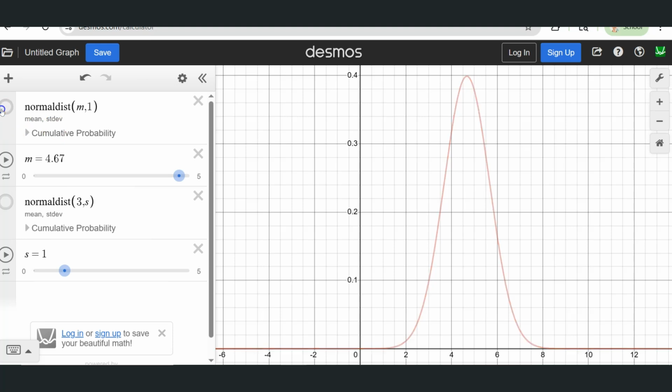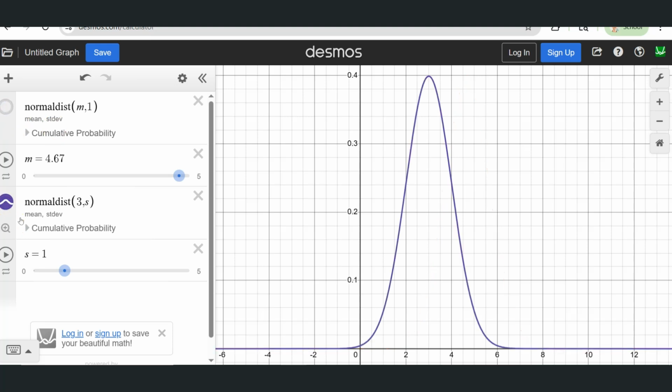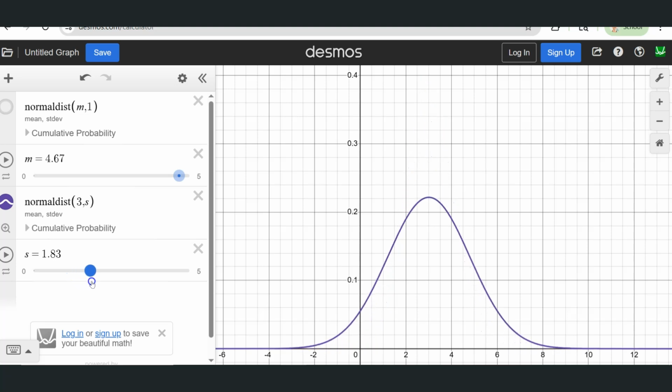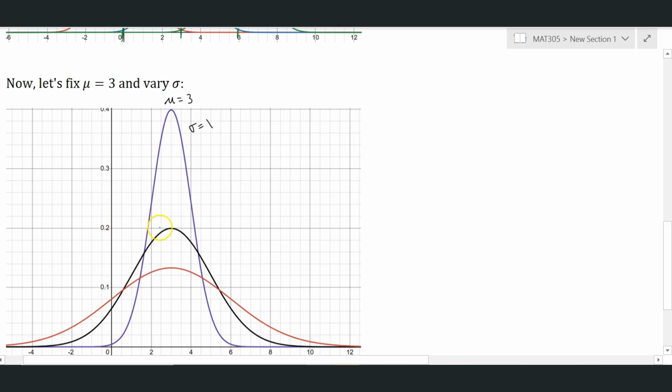Okay, so I'll uncheck this and I'll use this other one. There's our spread of 1, and you can actually see, here's what would happen if you had a spread of 2 units, and that's exactly this second one. This is for sigma equal to 2, and this one is for sigma equal to 3. So you see that we get flatter peaks, and we get more horizontal spread.